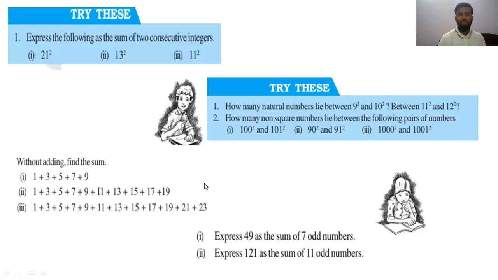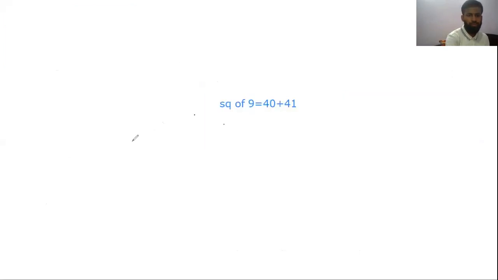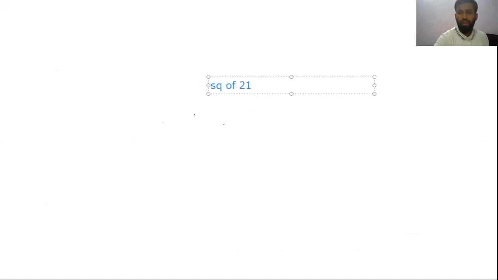And that's the question. So 21 square can be written as the sum of two consecutive integers: 21 square minus 1 by 2, and the second number would be 21 square plus 1 by 2. 21 square is 441. I'm taking this example, 21 square. If I have the square of 21, how can I write this as a sum of two consecutive integers? First number plus second number, such that both numbers are consecutive and their sum is equal to the square of 21, which is 441.